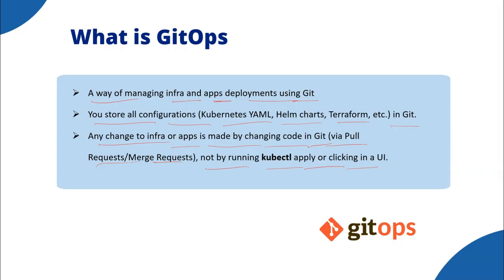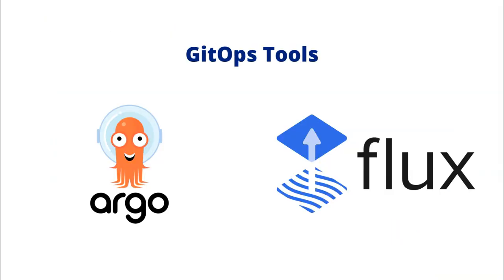Now, how do we achieve the GitOps workflow? That is where the GitOps tools come in. The popular GitOps tools are ArgoCD and FluxCD. We are going to talk more about ArgoCD because this is one of the popular GitOps tools to do the deployments, and how we can use GitOps for application deployment, I'm going to show you in the next video.